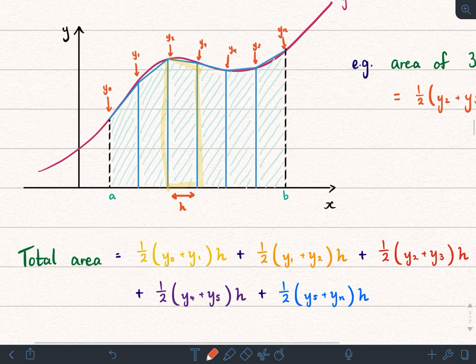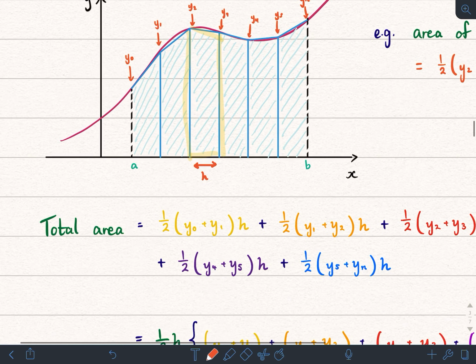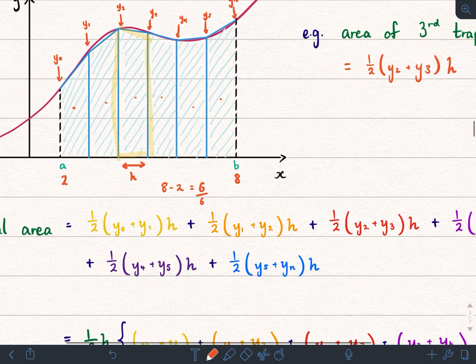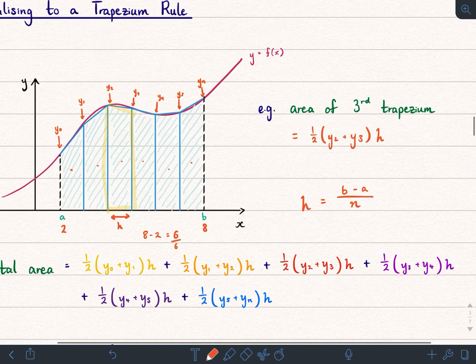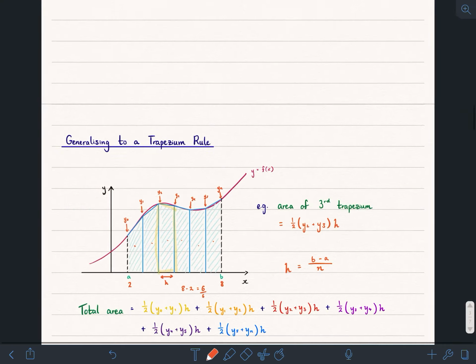I think probably the best way to visualize it is if you have numbers. Let's say, for example, b was 8 and a is 2. Well, if you look at it intuitively, that's like saying you have a whole distance of 8 take away 2, which is 6, and you're trying to split that between 1, 2, 3, 4, 5, 6 trapeziums. So if we generalize that, rather than saying 8 and 2, we say h is the difference between b and a, so b take away a, divided between n trapeziums. So that's where that h comes from.